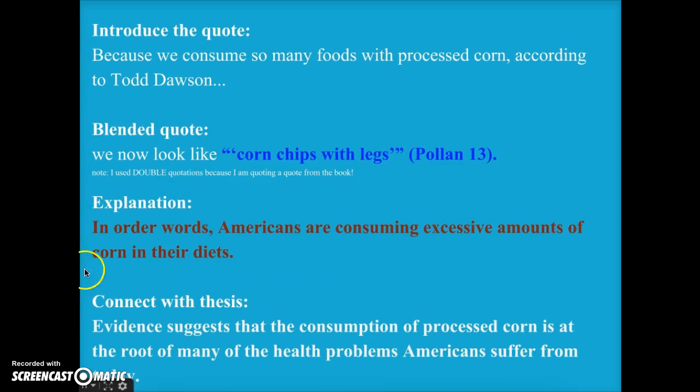So here you have it laid out, just like this. I introduced the quote, then I blended the quote, then here I explained the quote, right? Sorry about that, you guys. It should be 'in other words.' I will change that. In other words, you can also say, this shows, this proves, as one can see. Those are different ways that you can go about explaining. And then the last sentence, in my concluding sentence, I tie back the evidence to the thesis. So you can look this over a little more carefully.